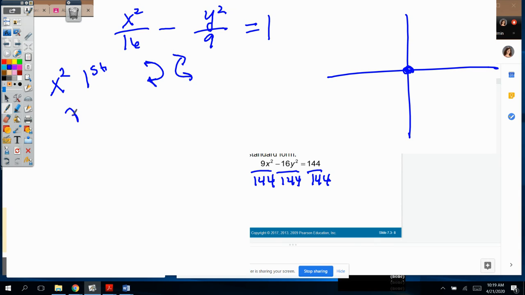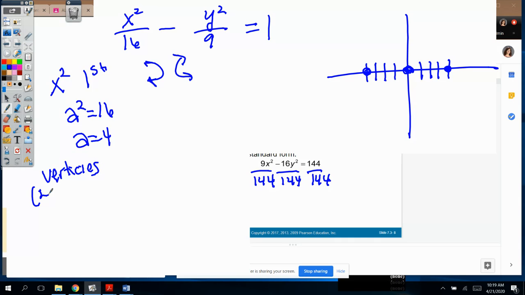A squared is always first. A squared is 16, which means A is 4, and that's in the x direction. Now, those are going to be your vertices. So those are actually points of the hyperbola. The vertices are going to be at (4, 0) and (-4, 0).